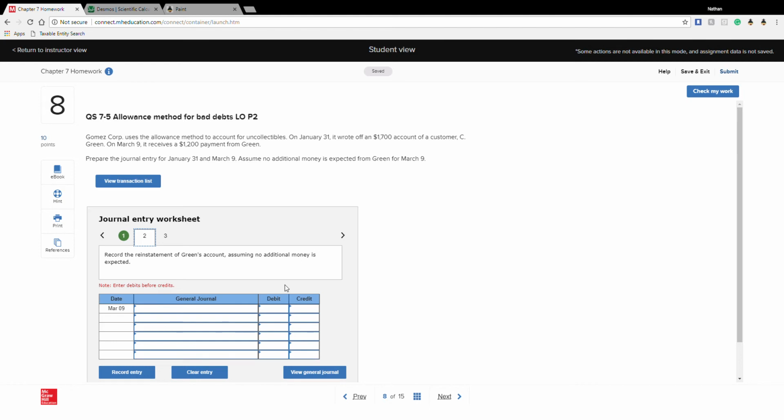Okay. So number 2, we now get to reinstate. So make sure, again, it's going to basically be a reversal of this entry. So all that happens is that the accounts are switched now. So accounts receivable and allowance for doubtful accounts. And it's going to be for the same amount of 1,700.